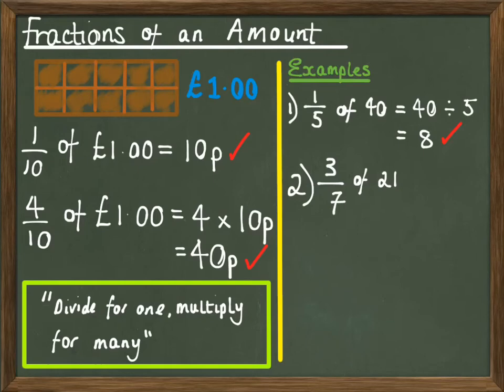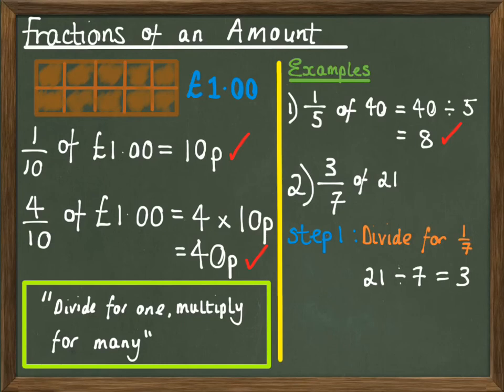Right, first step, as I said, and following what it says in that green box in the bottom left-hand corner, divide for 1. So the first step I want to do is divide for 1/7. I want to find 1/7. To do that, I'm going to have to split it into 7 equal pieces. So I divide by 7. 21 divided by 7 equals 3.